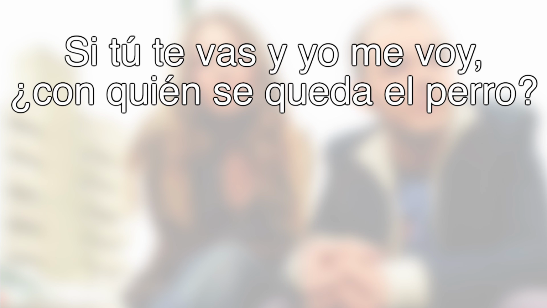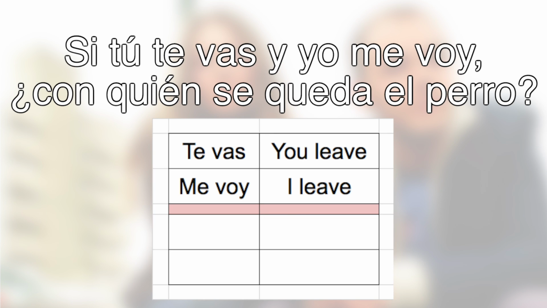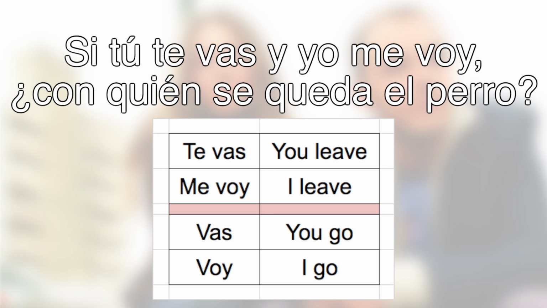The part that we're interested in for this video is te vas and me voy, which of course means you leave and I leave. And I want to contrast that with simply vas and voy, which means you go and I go. So really there's a big difference between these two sets of words. Because if I'm leaving, then that implies that I'm already here and I'm going somewhere else to some undisclosed other destination. But if I go, that's putting more emphasis on the place that I'm going to, and in fact I'm probably going to specify where I'm going. Like I'm going to the mall, or I'm going to the beach, or I'm going to school.